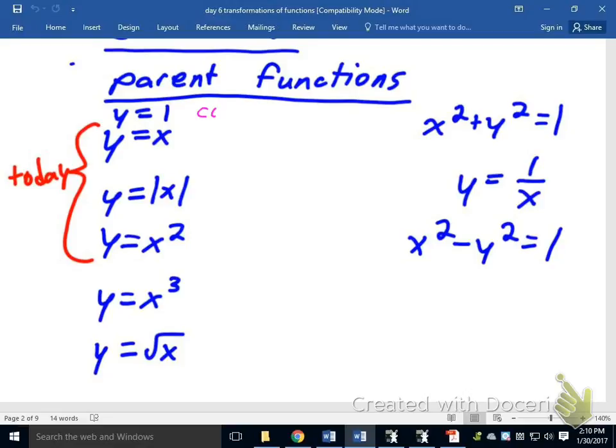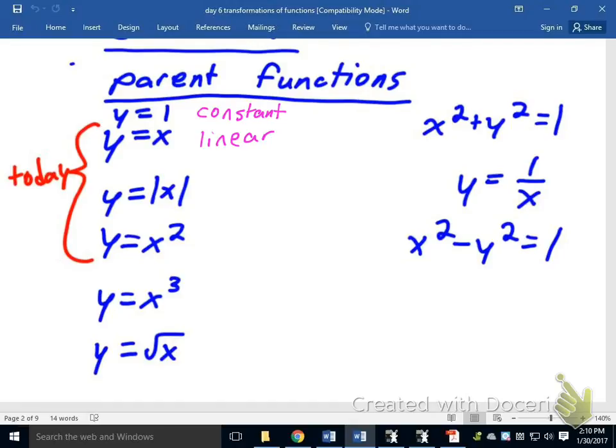This is called the constant function. Right here on the first, y equals 1. Not really typical to see that one described as a parent function. I just included it because you need to know that there is such a thing as a constant function. That's where you have no variable of x. Those are always going to be horizontal lines. Y equals x, that is our parent function of all linear functions.